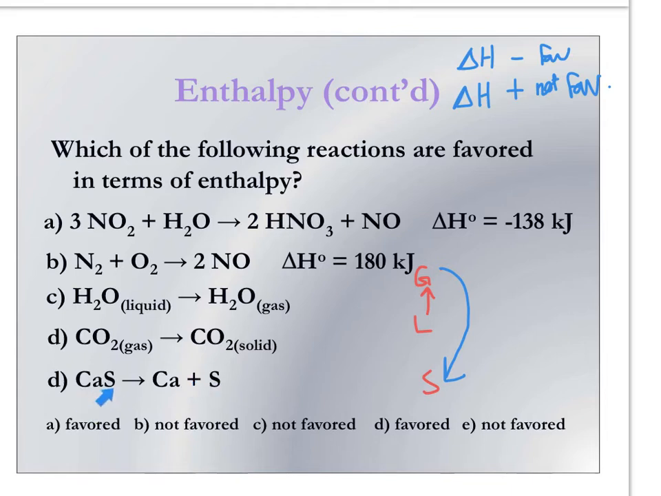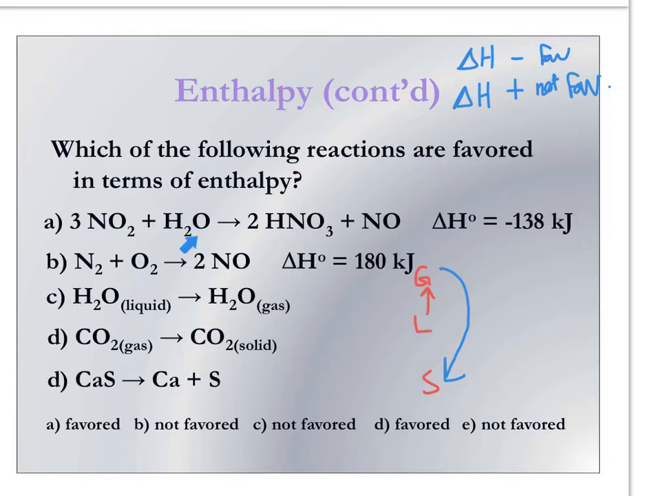Last one, CaS, yielding Ca plus S. That one is not favored. Why is that? Oh, I'm sorry, that should say E, not two D's there. That's E. This is not favored, though. Why? Because you are breaking a bond here, and breaking a bond is endothermic.